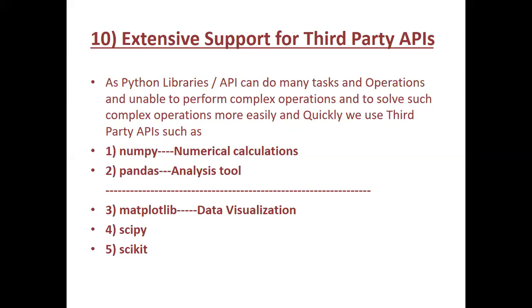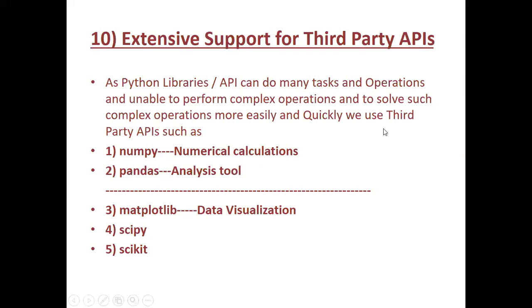What does that mean? Extensive support for third-party APIs. Python libraries or APIs can do many tasks and operations but are unable to perform complex operations, and to solve such complex operations more easily and quickly, it takes the help of third-party APIs.